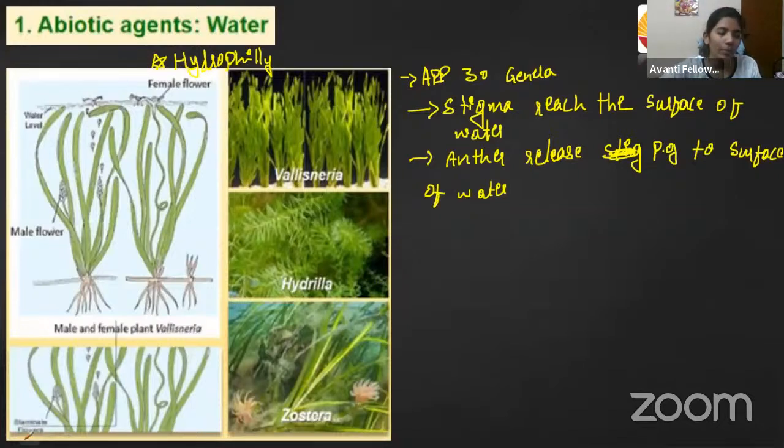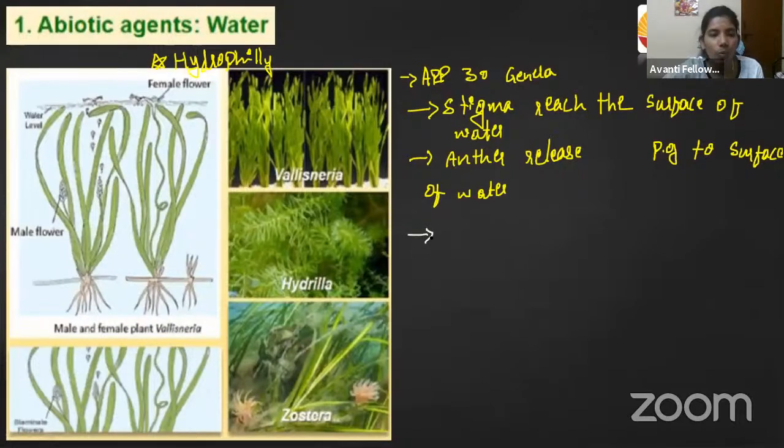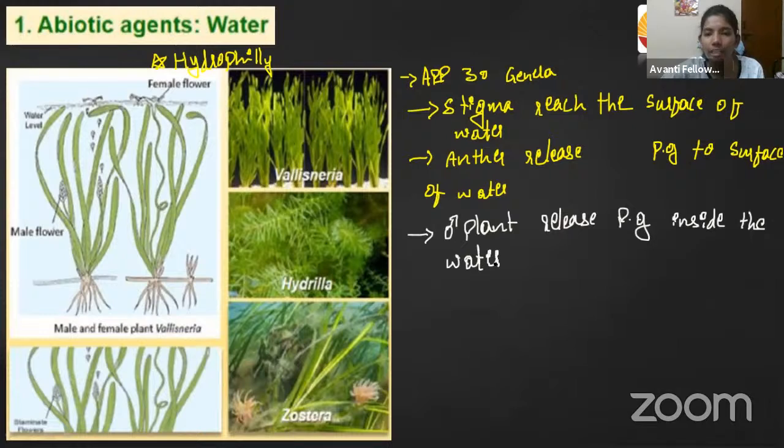And there are some other plants which are at the bottom. So how does it take place? The male plant releases pollen grain inside the water. Okay, if the plant is inside the water, then the male plant releases the pollen grain inside the water. Then the female plant is also present inside the water.